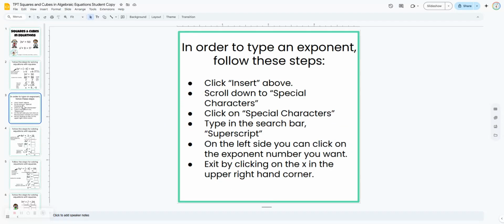Now the next slide is one you might want to go over with the students. This shows students how to add an exponent in Google Slides. So go through all of these steps so that students can practice before they actually start solving the equations.